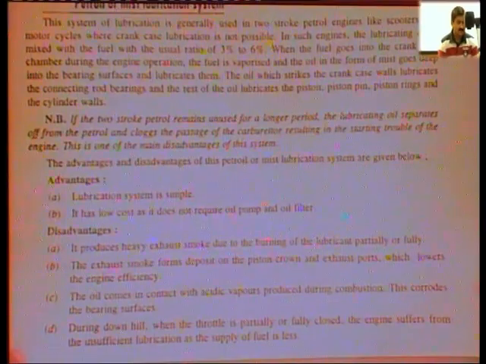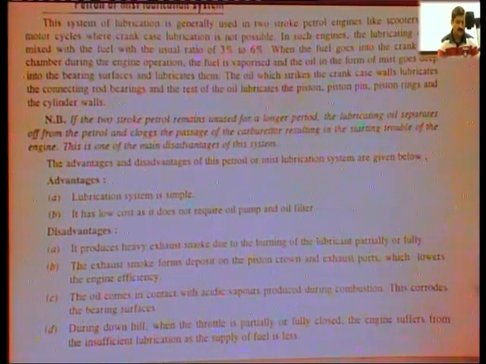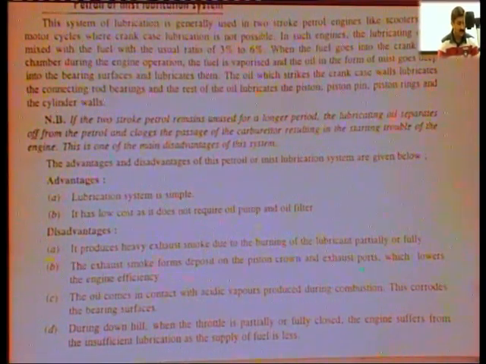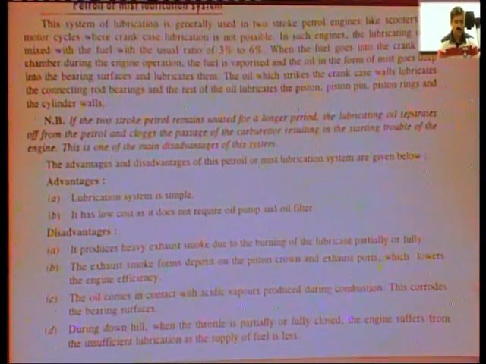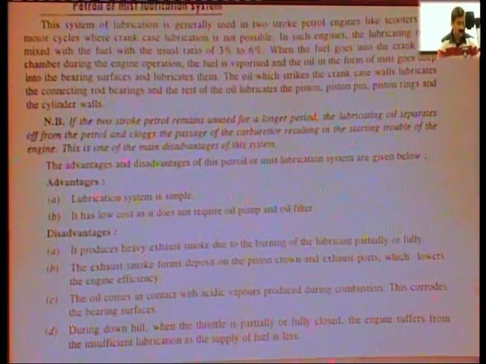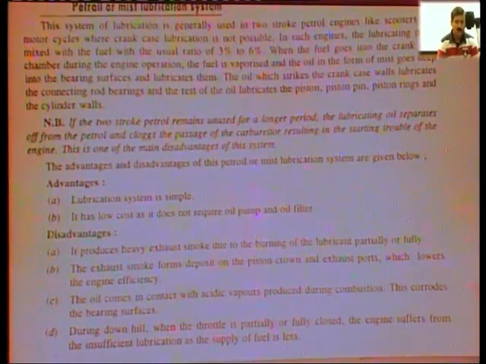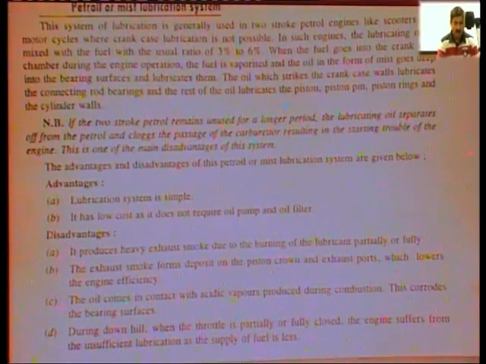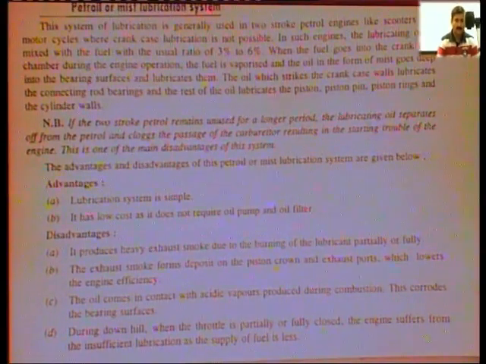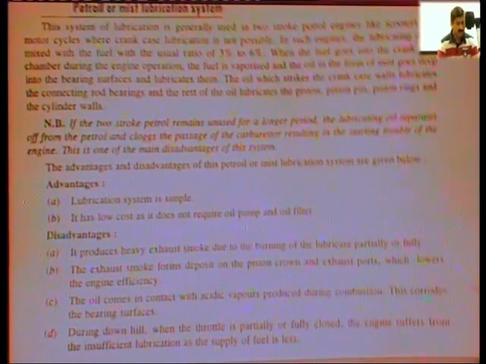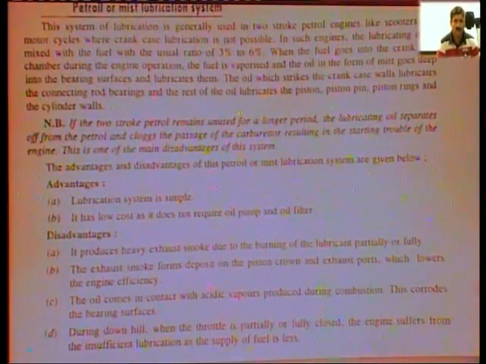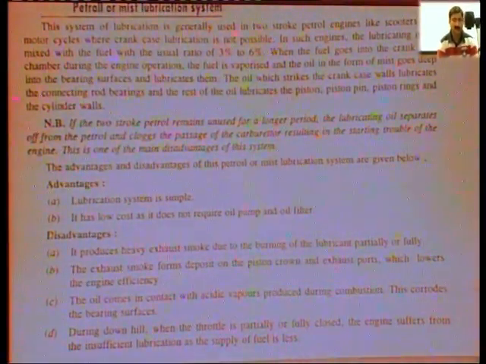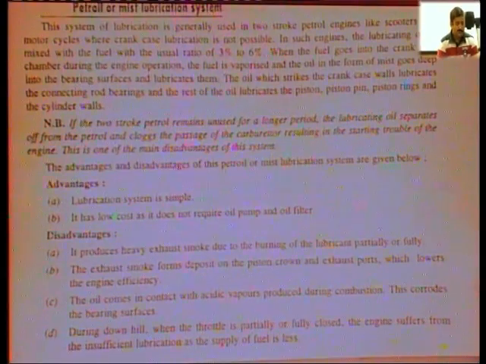There are some advantages of this petroil lubrication system. Some advantages are the lubrication system is simple, we will see later on. It has low cost and it does not require oil pump and oil filter, but there are certain disadvantages. It produces heavy smoke because the lubricating oil also burns with the petrol itself. The exhaust smoke forms deposits over the piston crown and the interior of the cylinder block. The oil comes in contact with acidic vapors produced during combustion.